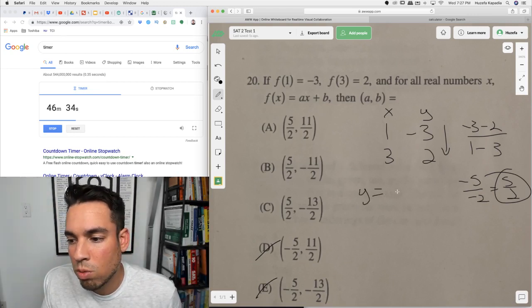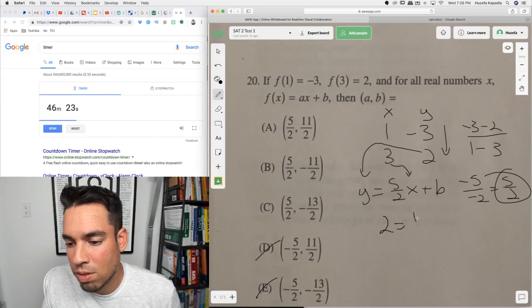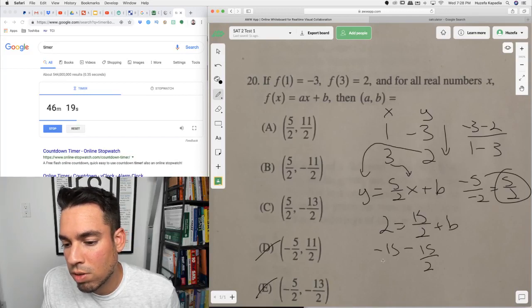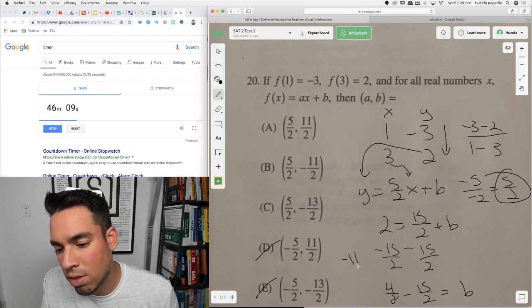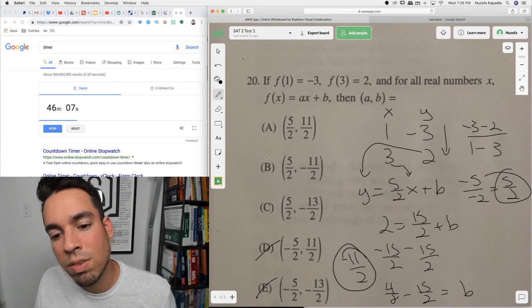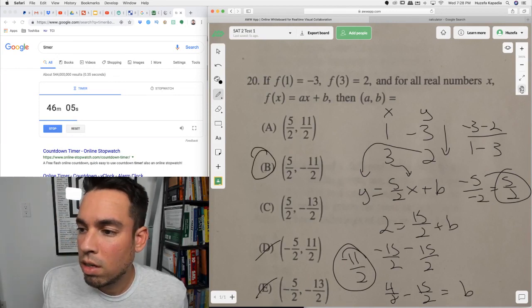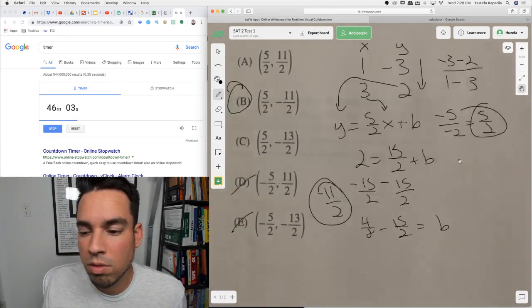So we can find the y-intercept now by saying y equals 5 halves x plus b. We don't know what that is, but we have some coordinates that we can plug in. So I'll plug in 3 for x, 2 for y. 2 equals 3 times 5 halves, which is 15 halves, plus b. Subtract 15 halves from both sides. Then turning 2 into 4 halves, 4 halves minus 15 halves equals b. 4 minus 15 is negative 11 halves. So b is negative 11 halves, which is this. Yeah.